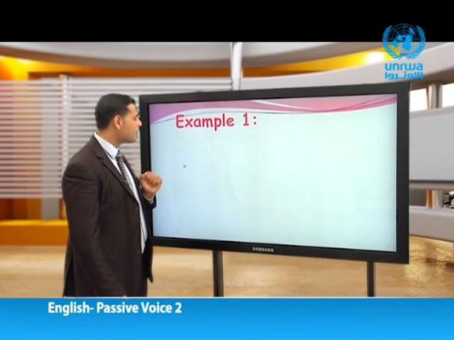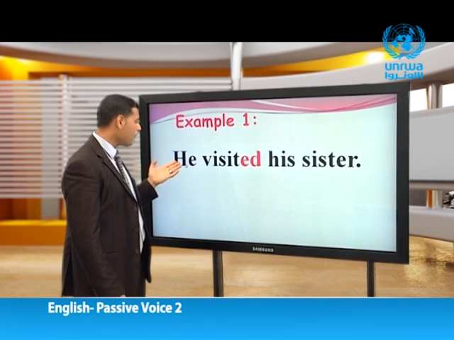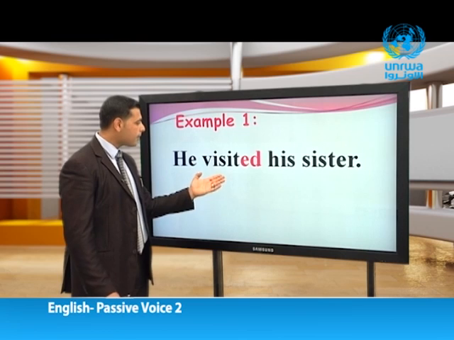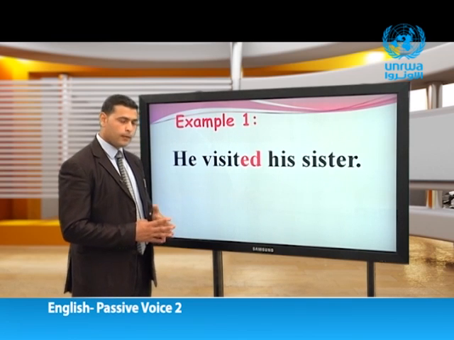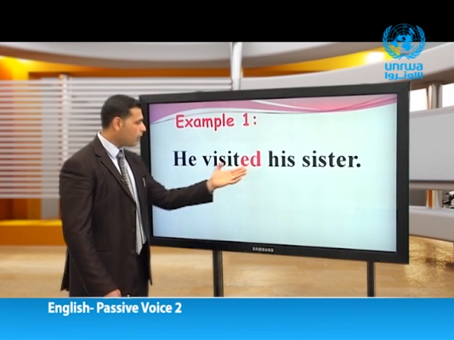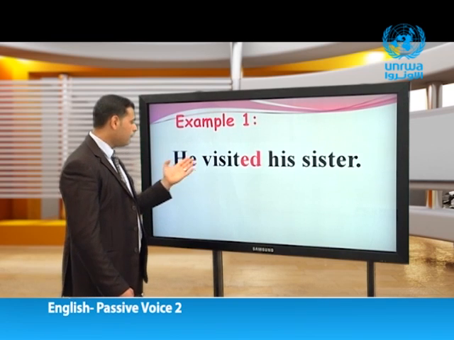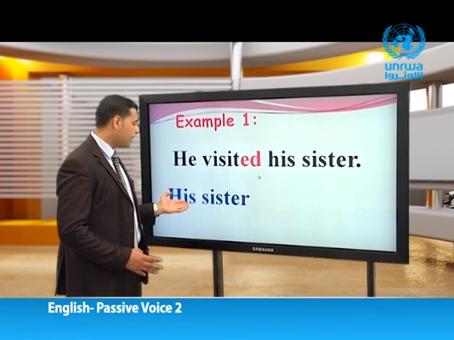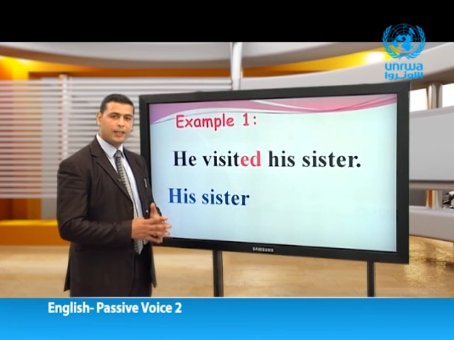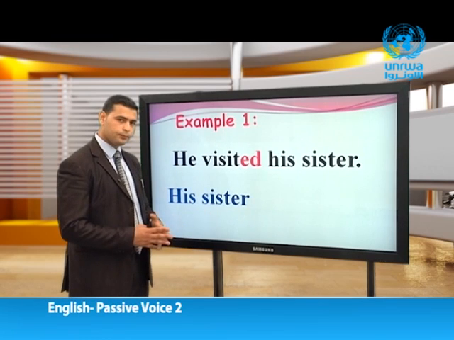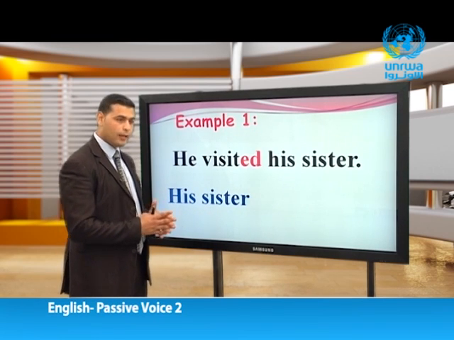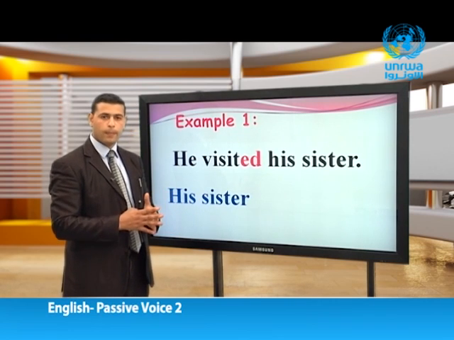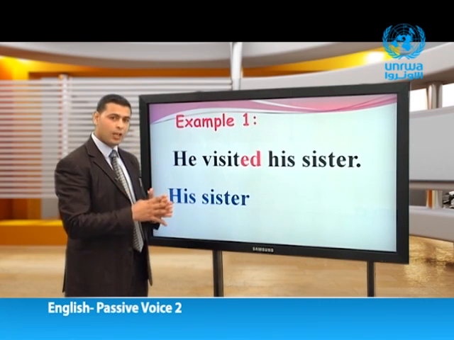Okay, let's have this example. Example number 1. He visited his sister. Subject, verb, object. Here the object must become the subject of the new sentence. His sister, is it singular or plural? One sister, it's singular.